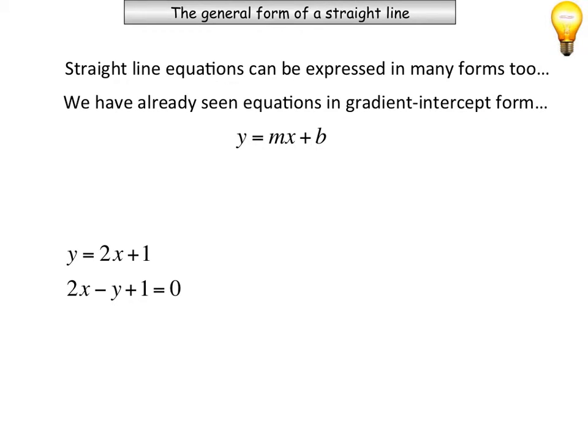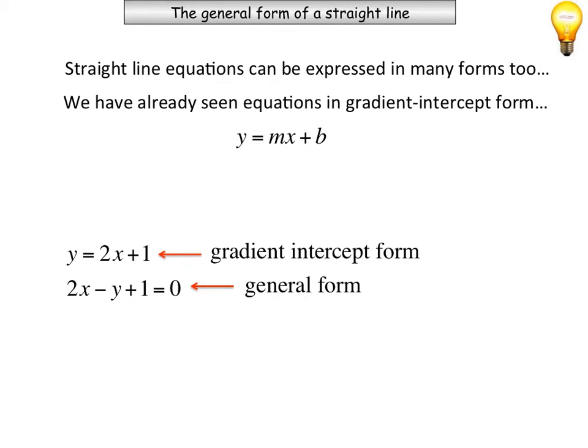So here we have two different looking lines, but if you look closely, they're exactly the same thing. The top one we've seen before, so that's in your y equals mx plus b form. And this other one is expressed a little bit differently. You notice that it equals 0. We've got everything to one side, and we have the x's, the y's, and the constant term together.